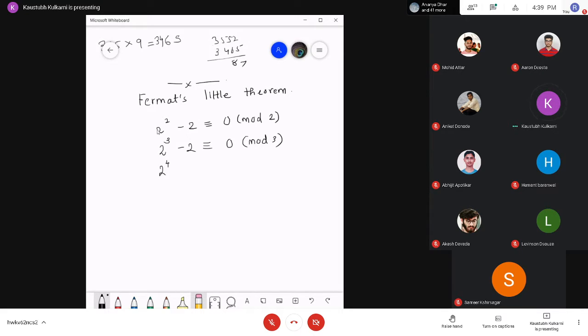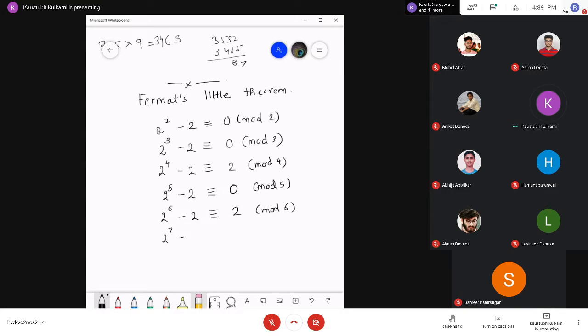Then 2 raised to 4 minus 2, mod 4. So 16 minus 2 is 14. 14 divided by 4, remainder is 2. Then 2 raised to 5, 32 minus 2 is 30. Because power is 5, we take the mod with respect to 5. Mod is again 0. If anywhere you find the calculation incorrect, then stop me. Then mod 6: 64 minus 2 is 62. Remainder is 2.